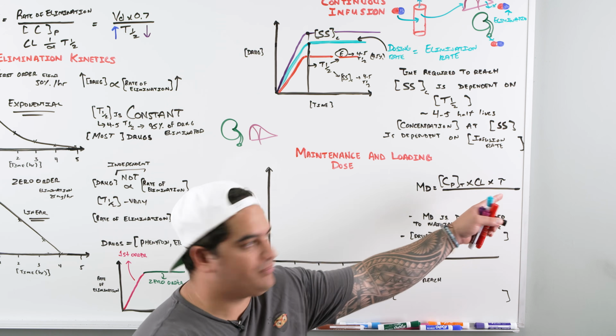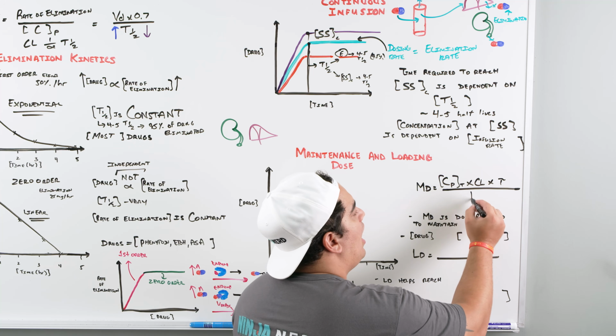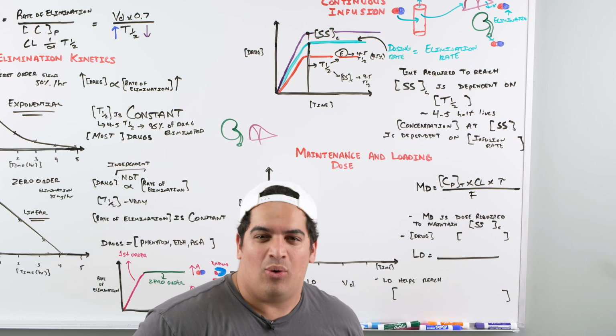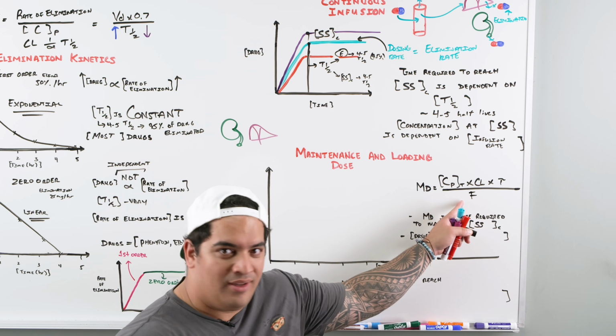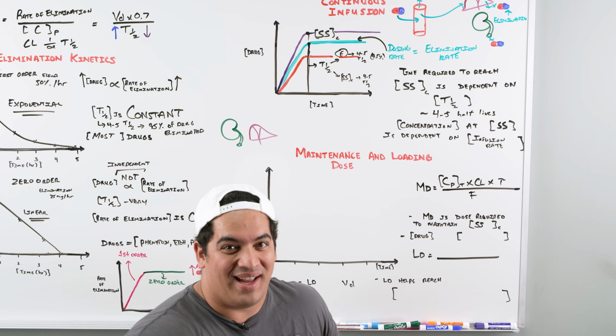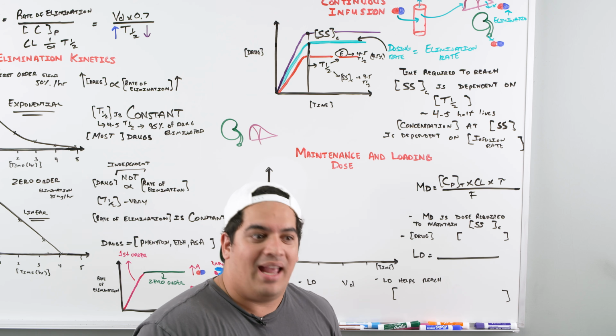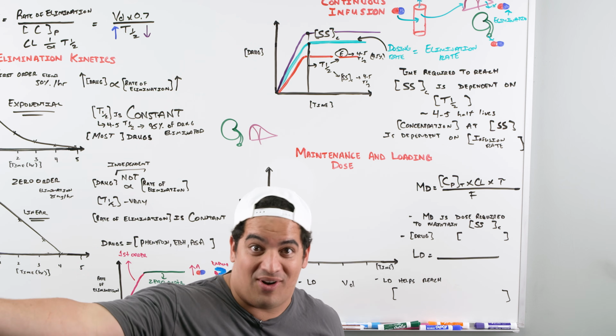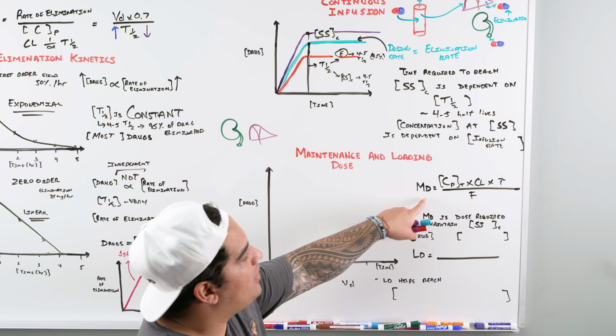Okay, and then for non-IV drugs, divided by the bioavailability of the drug, F. If it's IV, it's 1 or 100%, okay? But if it's oral, it may not have 100% bioavailability. You have to determine that based upon the calculations we talked about over there. But that's how we would determine maintenance dose.